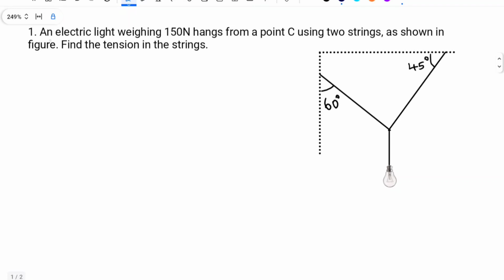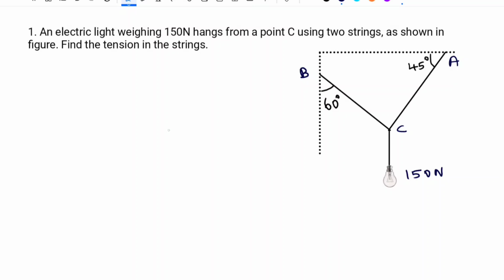So the problem is: an electric light weighing 150 Newton hangs from a point C using two strings as shown in the figure. Find the tension in the strings. So the weight of the electric light is given as 150 Newton, hanging from a point C. Let us name the other two points A and B. These two, CB and CA, are strings.